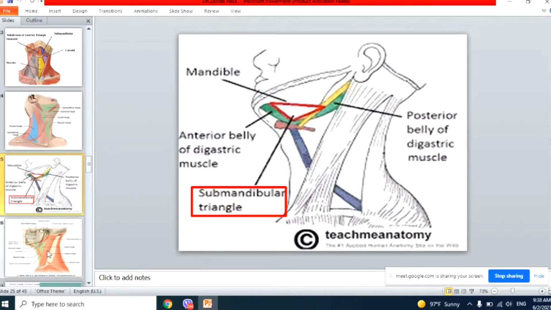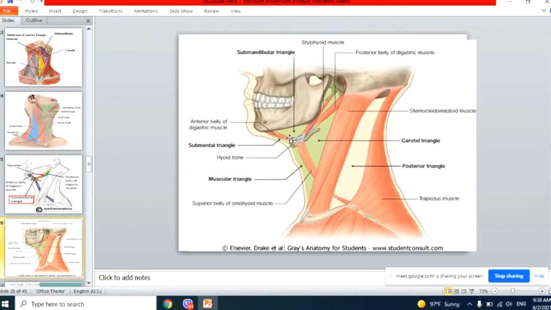About the submental triangle, what is the boundary? It is formed by the midline of the neck, the anterior belly of the digastric muscle, and the hyoid bone. Here we have the hyoid bone. So the hyoid bone, the anterior belly of the digastric muscle, and the midline of the neck form this green small triangle below the chin, which is called the submental triangle.